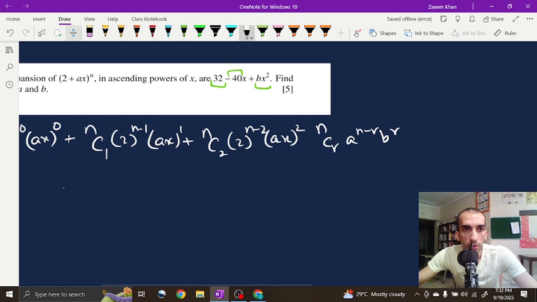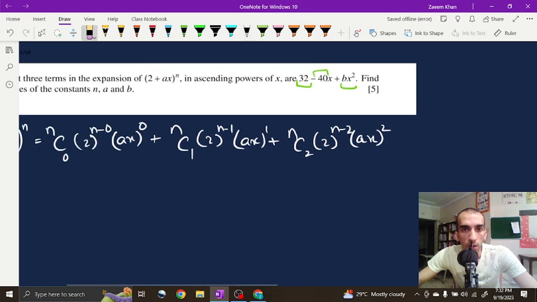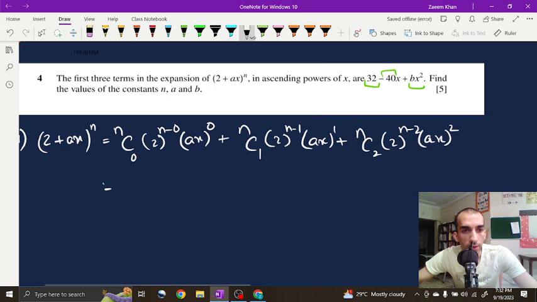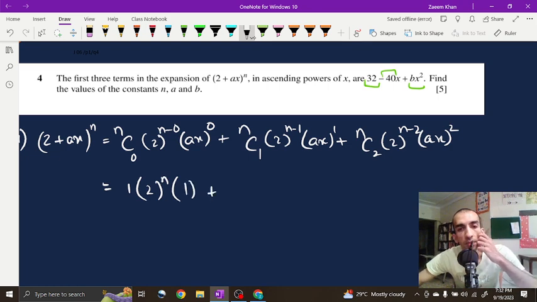To avoid confusion I am erasing this, so that it doesn't look like part of the answer. This is not part of the answer. What do we do with this expression? What is nC0? 1. 2 raised to the power n, and this is also 1. nC1: whenever we took 5C1, what did it used to become? 5. So this becomes n. 2 raised to the power n minus 1 and then we've got ax.